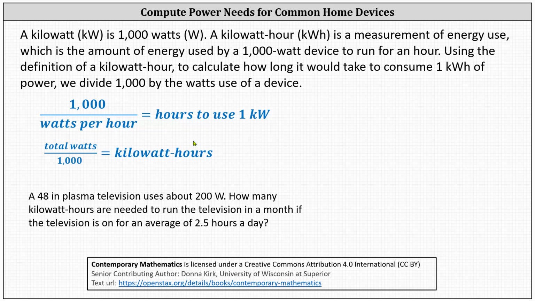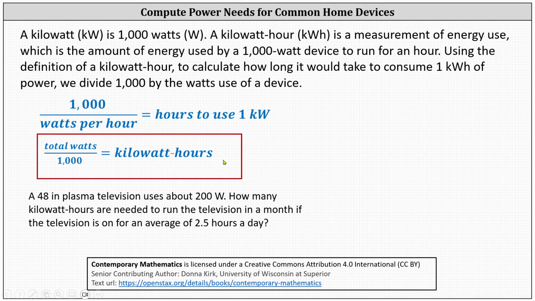Let's take a look at an example and solve it two ways using the two formulas. A 48-inch plasma television uses about 200 watts, meaning it uses about 200 watts per hour. How many kilowatt hours are needed to run the television in a month if the television is on for an average of 2.5 hours a day? For the first method, let's focus on the second formula. So we'll determine the total number of watts used in a month, and then we'll divide by 1,000 to determine the number of kilowatt hours used.